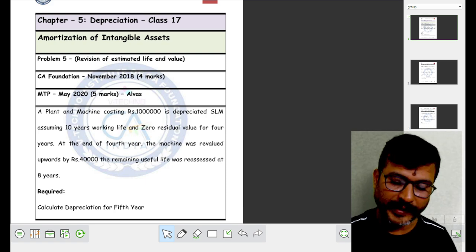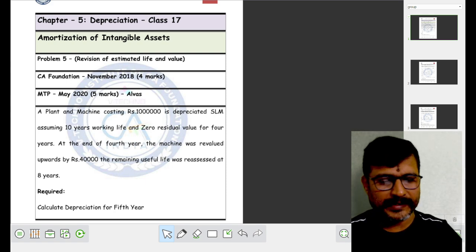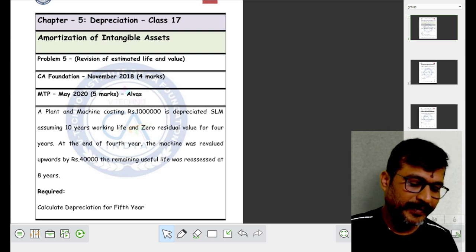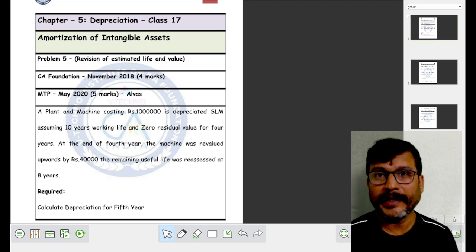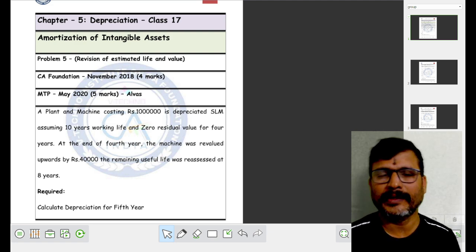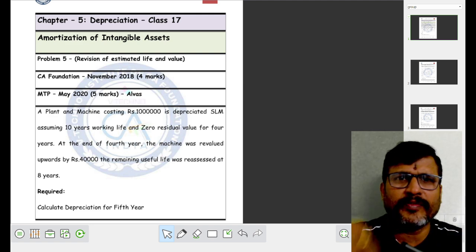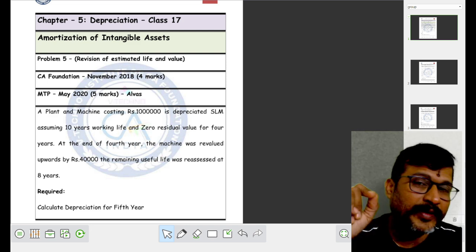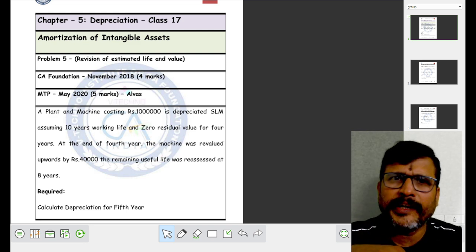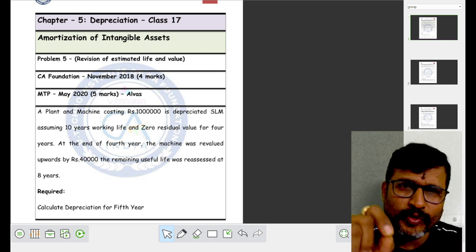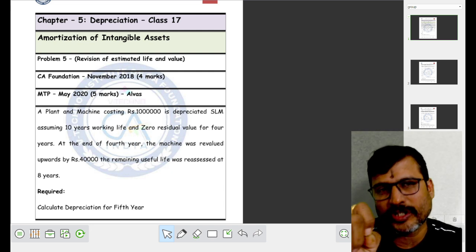Just now we have completed 16 classes on the depreciation chapter, right? Now let us move on to the 17th class. In this class, I am going to explain the depreciation for intangible assets. For tangible assets, we use the word depreciation. But for intangible assets, we are not supposed to use depreciation. We have to use the word amortization.